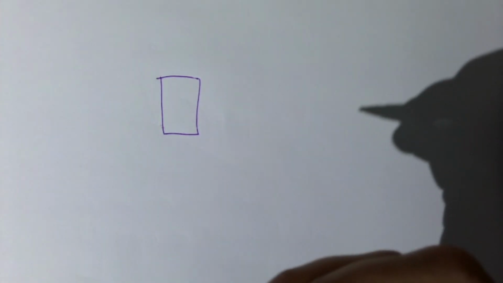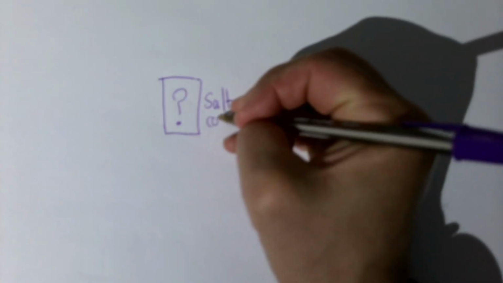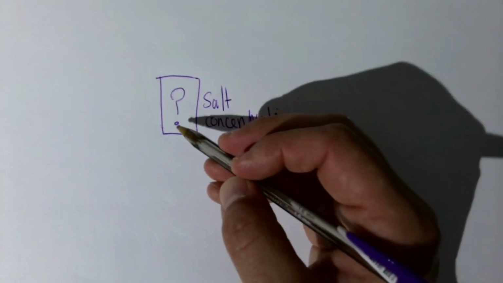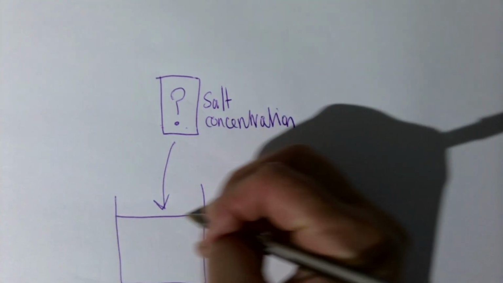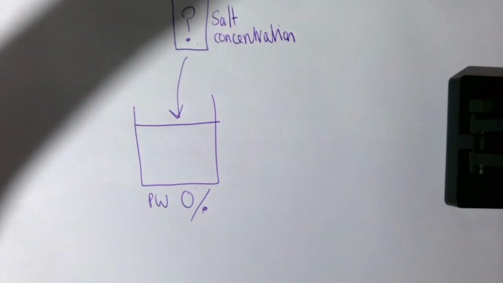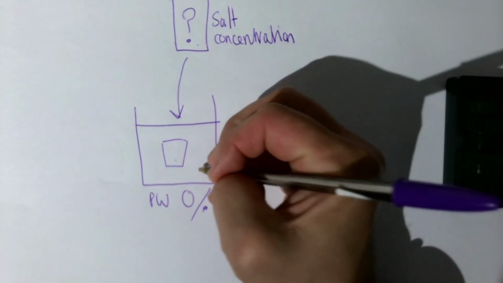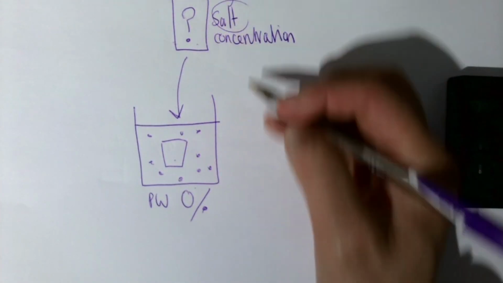Now, generally, they talk about a potato. So let's go with a potato. And we want to know how much salt is in the potato. What is the salt concentration within the potato? So what we do know is if we put that potato into pure water, that is 0% salt. There is no salt. It's just water. So the potato goes in, and we know that water moves from more dilute to more concentrated. Well, we know there's salt within the potato, we just don't know how much.